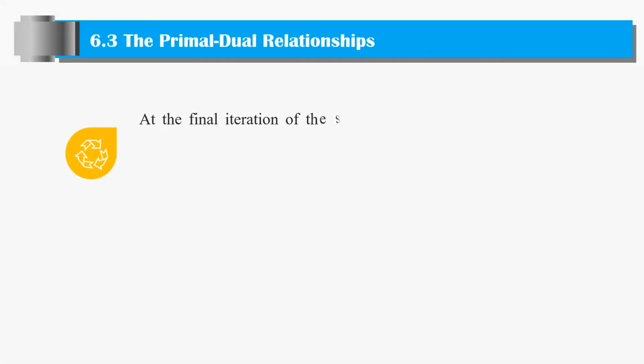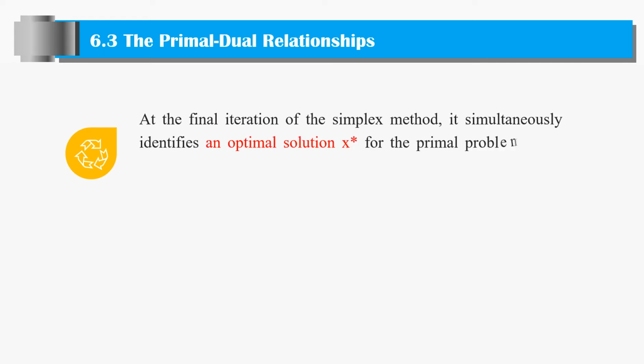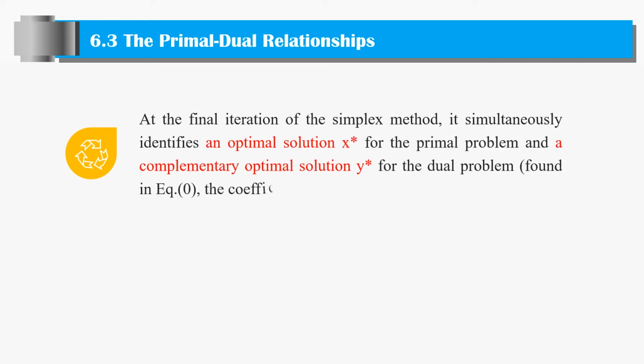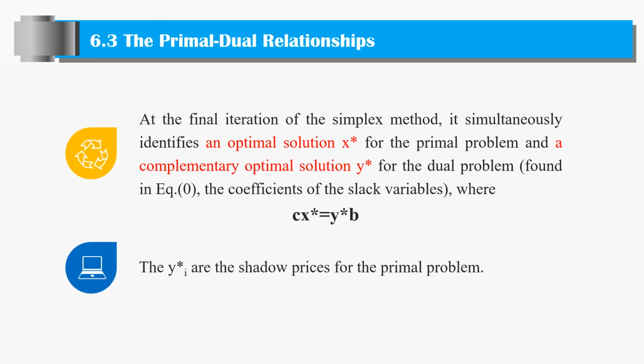Okay, so at the final iteration of the simplex method, it simultaneously identifies an optimal solution x star for the primal problem and a complementary optimal solution y star for the dual problem, where we have the objective functions c x star equals y star b. The y star i's, reading from equation 0 in the final simplex tableau, are actually called shadow prices for the primal problem from the economic point of view.